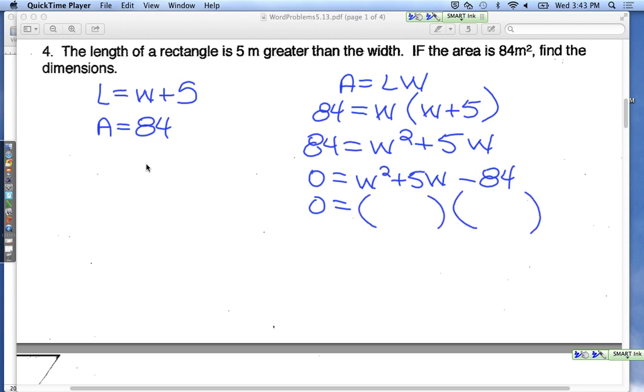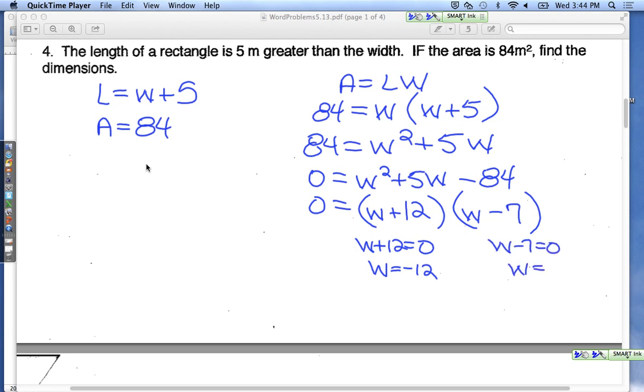Since 84 is negative, one of my factors is positive, the other factor is negative. I'm looking for factors of 84 that differ by 5, so that would be 12 and 7. So 12, the larger number, is positive, since the term in the middle, the 5W, is positive, and the smaller factor is negative. So now you solve each of these for 0. So the first root is negative 12. And the second root is positive 7.